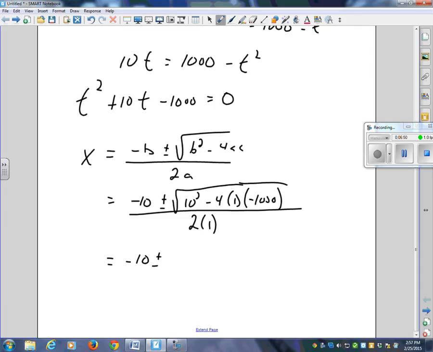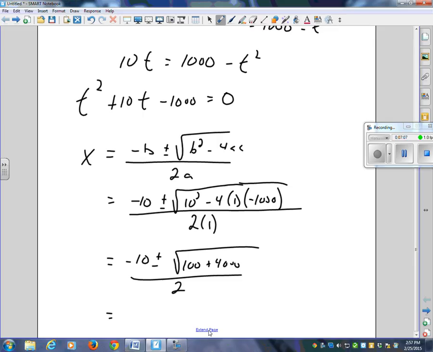Minus 10, plus or minus. 10 squared is 100. 4 times 1 is 4, times 1,000 is going to be plus 4,000. All over 2.